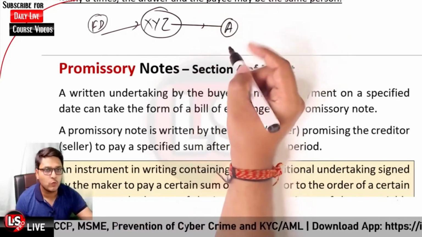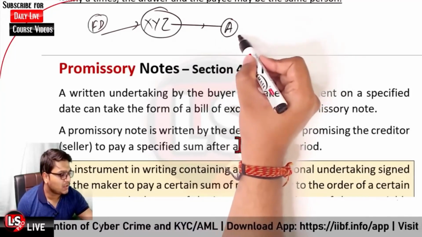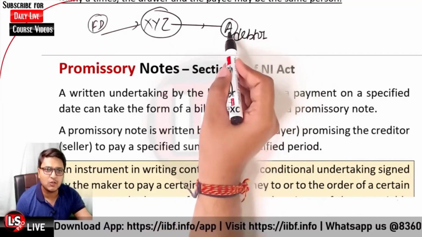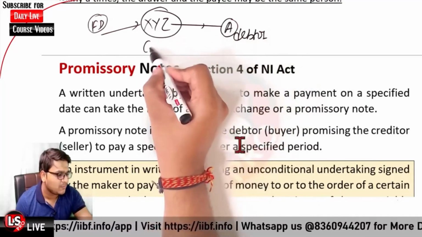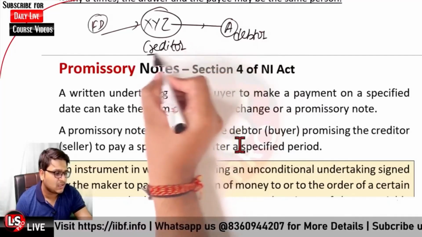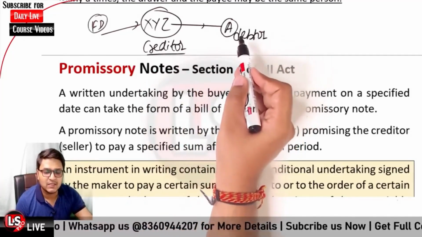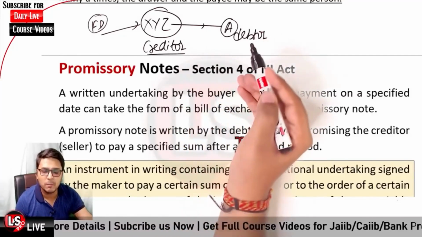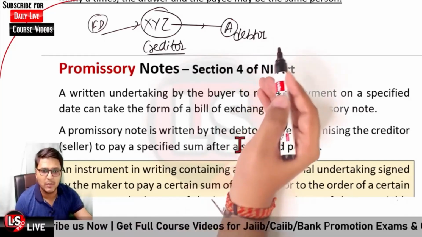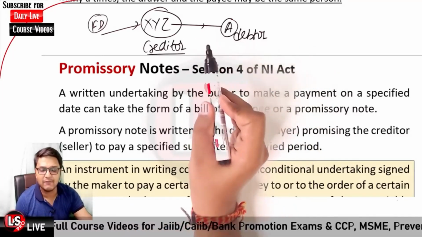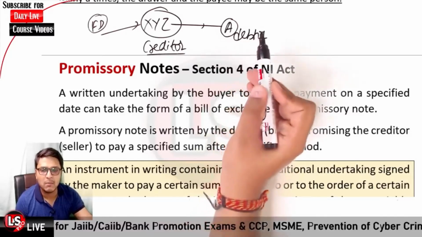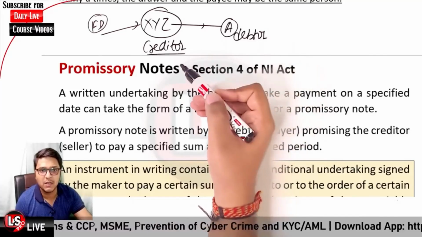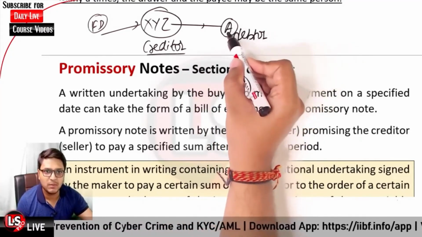So in this particular case, who would be the drawer? The debtor would be the drawer. If a loan has been advanced by XYZ to A, in that case XYZ would be the creditor and A is the debtor. In the case of promissory note, who is making the promise to pay the amount? The debtor would be making an unconditional promise to the creditor that he has the obligation to pay a particular amount on some particular period, on some particular date, or on presentation, or on demand itself. So that would be the promissory note.